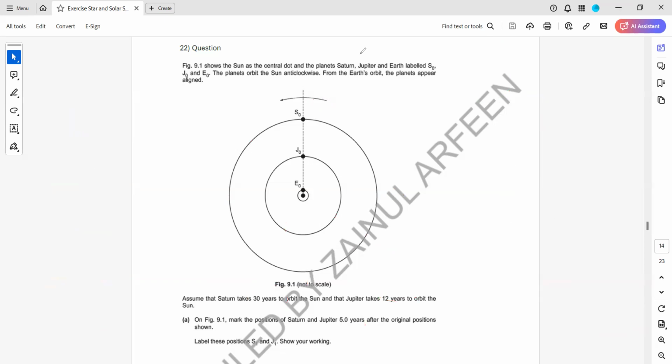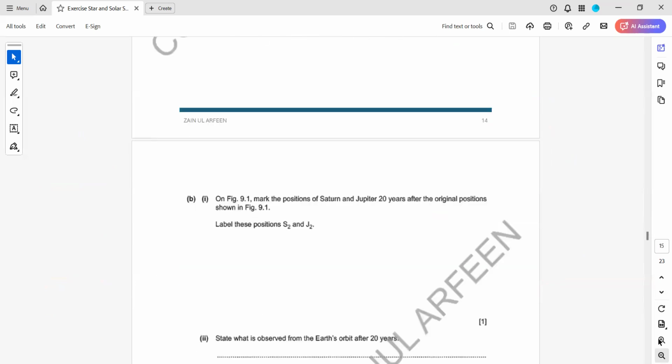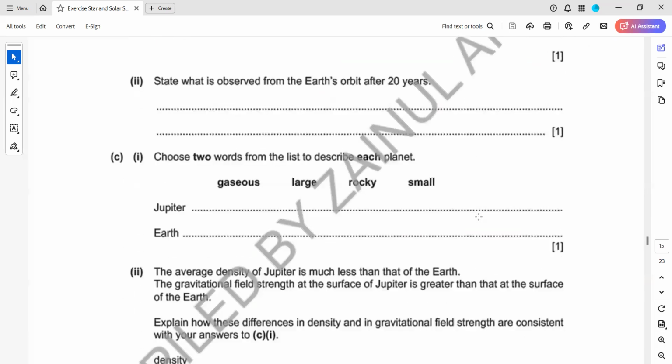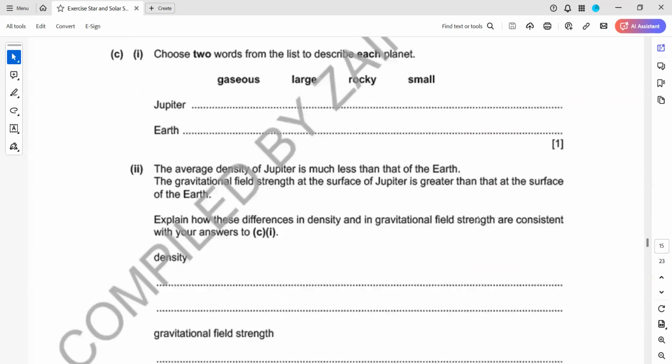So whenever you want the position of the planets, or duration, always use this method to work it out. Then state what is observed on the Earth after 20 years. So after 20 years, we'll observe Jupiter and Saturn are aligned. Choose two words from the list to describe each planet. Jupiter: gaseous and large. And Earth: rocky and small.